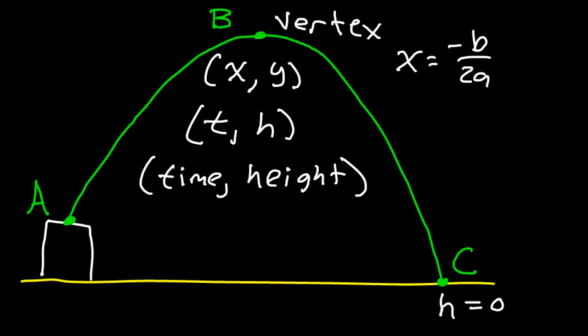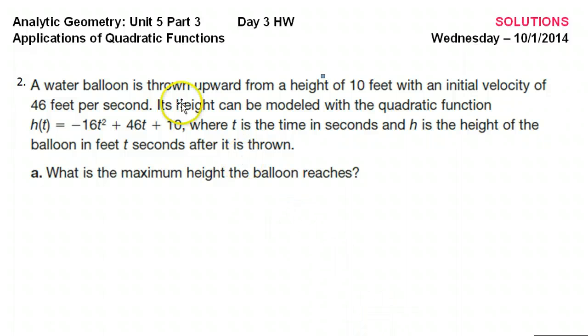Okay, so let's see what we're dealing with this time. We have a water balloon being thrown upward from a height of 10 feet with this initial velocity. It follows this model, where t is time and h is height. What is the maximum height the balloon reaches?